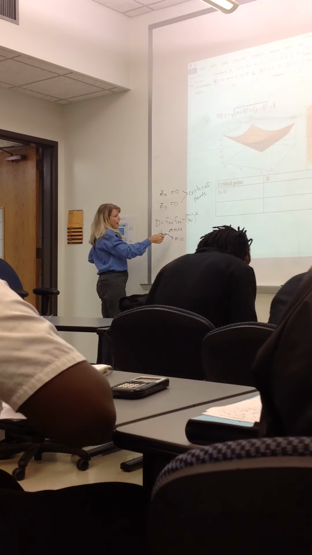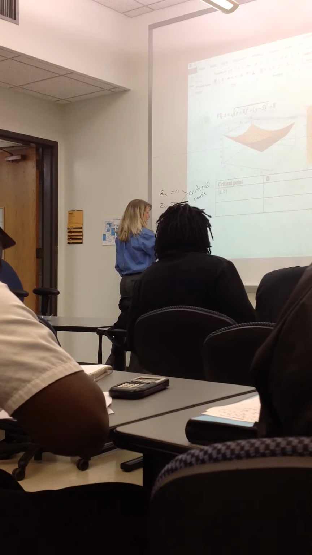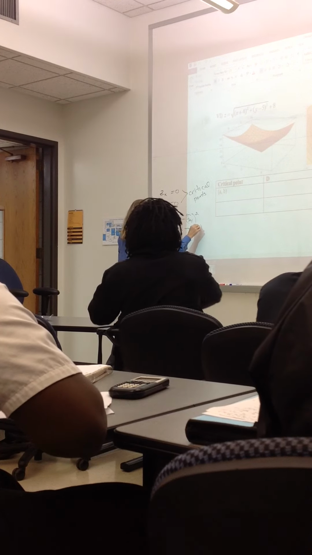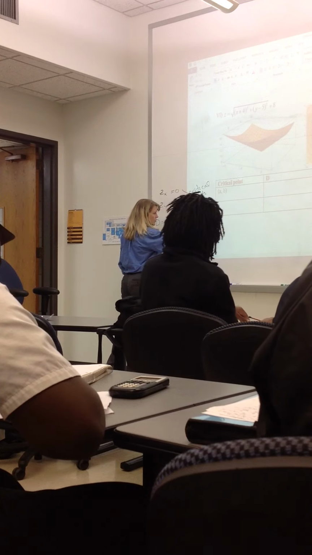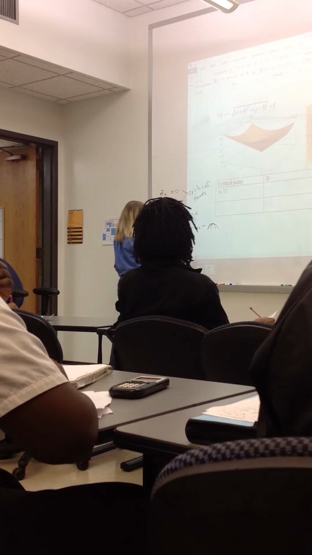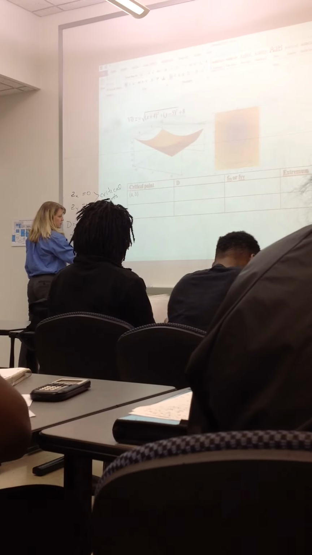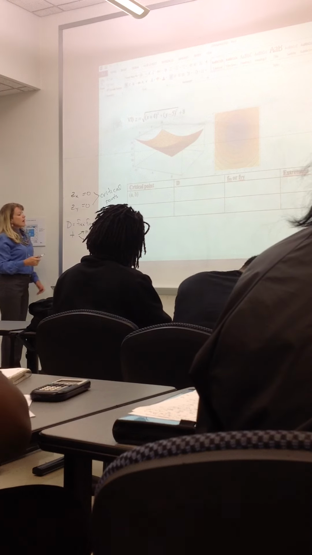You determine whether it's a max or a min by looking at the second derivative. If the second derivative is negative, then your concavity is downward and you have a max. If your second derivative is positive, then your concavity is upward and you have a min.